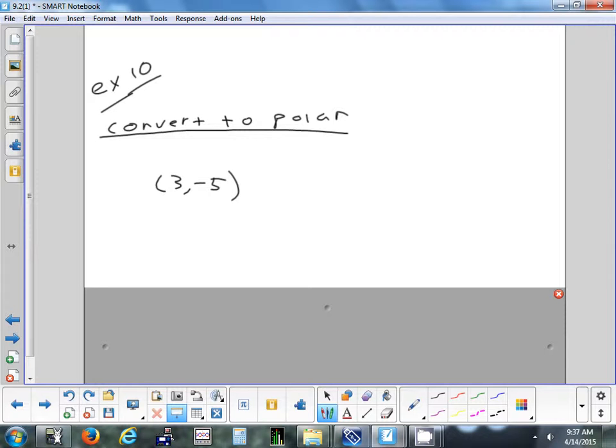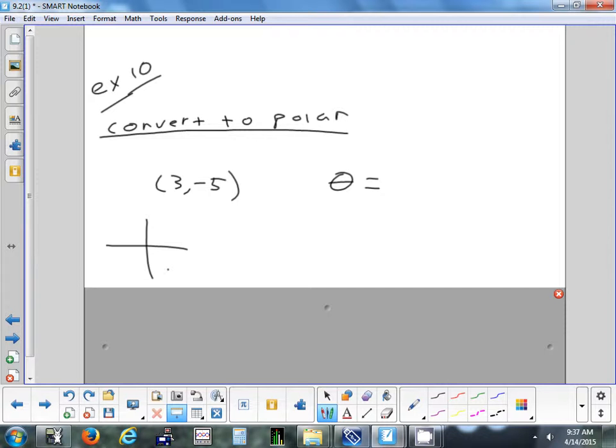Before I can convert this to polar, what do I need to know about this point? It's in quadrant 1. Yep, we need to know it's in quadrant 4. You don't have to make an accurate sketch. Just make sure you make a good enough sketch you can figure out it's right, down. Okay, quadrant 4.